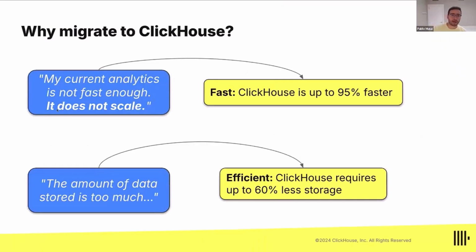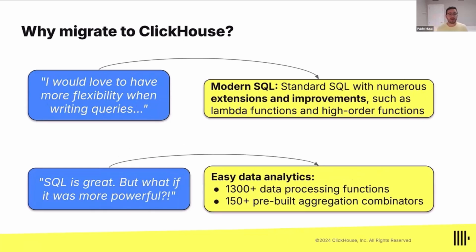Good. So yeah, we see people coming like, my current analytics is not fast enough. It doesn't scale. Yeah, ClickHouse is up to 95% faster. The amount of data stored is just too much. Okay, ClickHouse is more efficient and usually requires less storage. I would love to have more flexibility when writing queries. Yeah, we do support standard SQL, but we actually added a lot of extensions and improvements with lambda functions, higher order functions, and it just makes the experience of writing queries better.